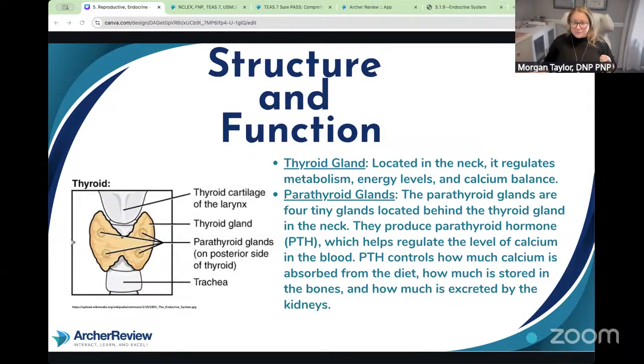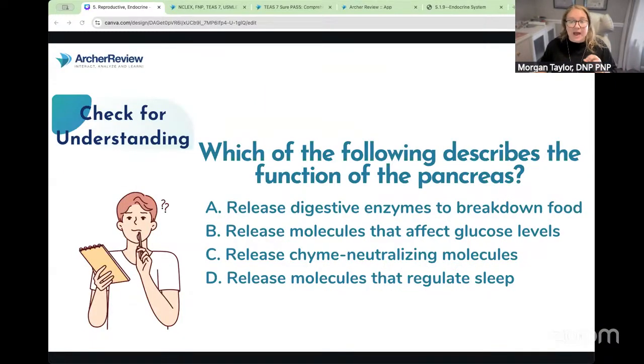That was a lot of info. Whew. I don't know about you guys. I think we need to do a little knowledge check to see where everyone is at. Okay, tell me which of the following describes the function of the pancreas?